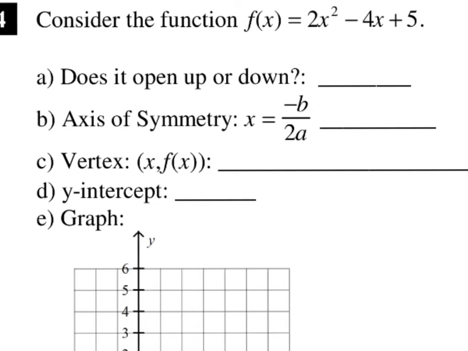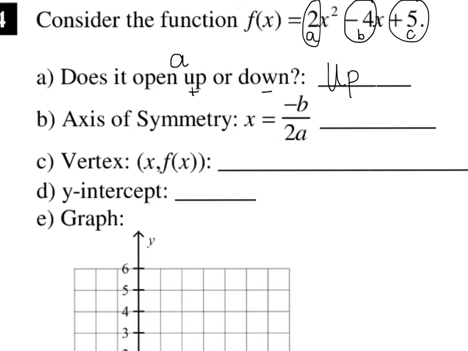For number 4, I'm going to label A, B, and C. A is 2, B is negative 4, and C is 5. To figure out if something opens up or down, it depends if A is positive or negative. If A is positive, it opens up. If it's negative, it opens down. And A is positive 2, so this parabola opens up.